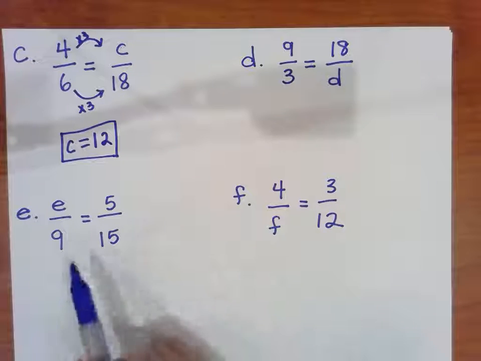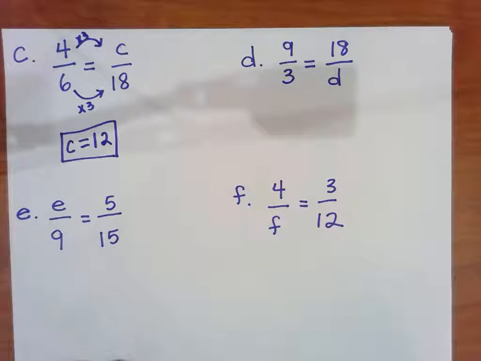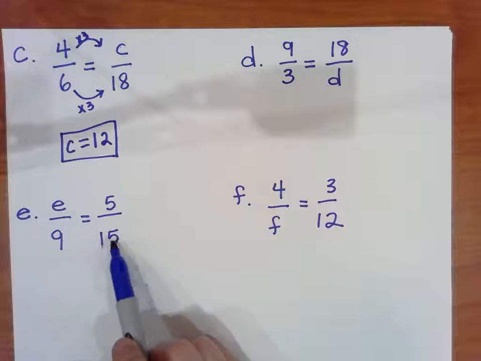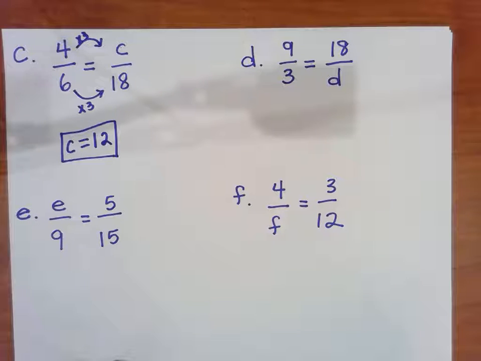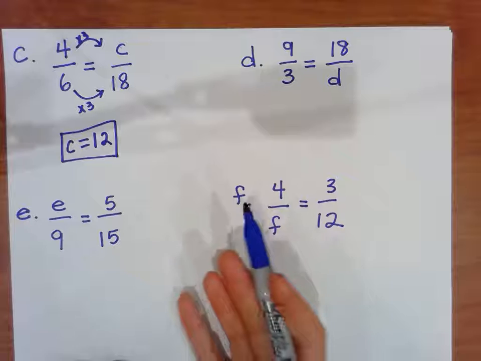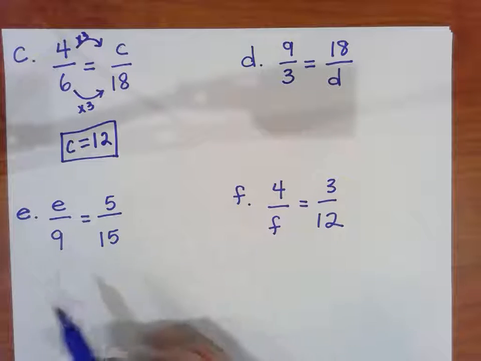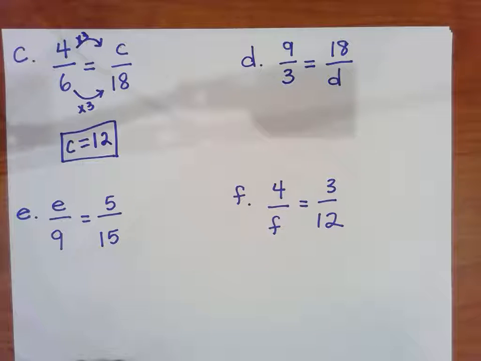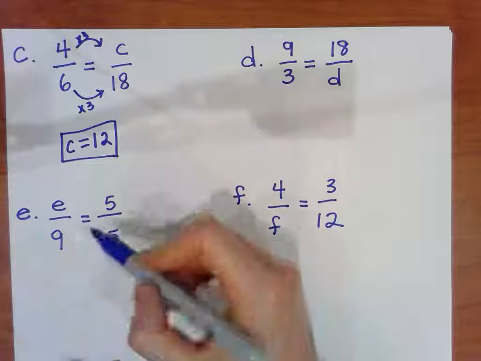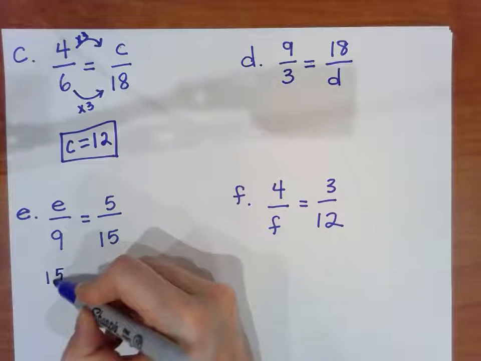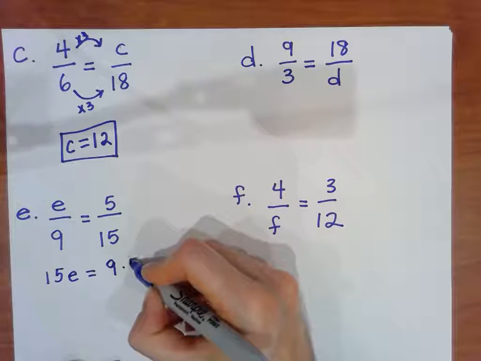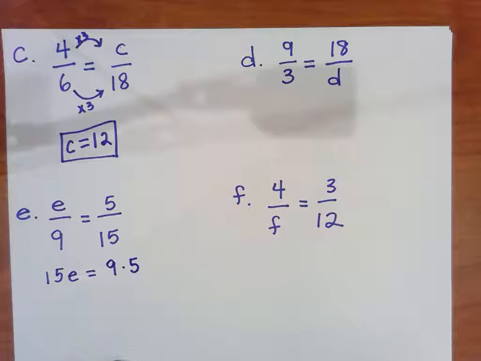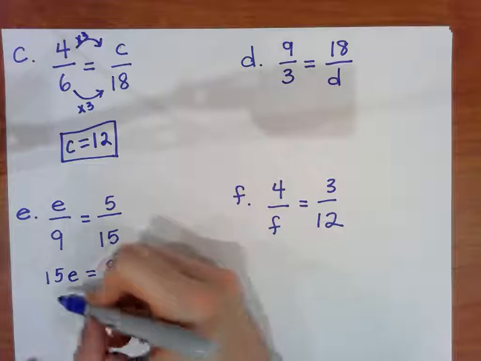Looking at E, E is what we don't know. So let's look at the denominators that we do know. Is there an easy multiplication relationship between 9 and 15? In this case, no. 9 times 2 is 18, that's too big. 9 times 1 is 9, that's too small. So there's no nice integer that we can use. Because there isn't a nice multiplier, we probably want to use the cross product. So 15 times E is going to be the same thing as 9 times 5. Again, I wouldn't bother multiplying it out. Just leave it as 9 times 5 so that we can do easy math.